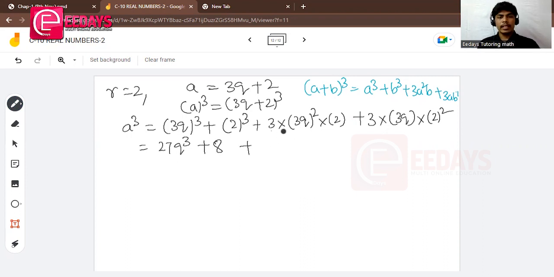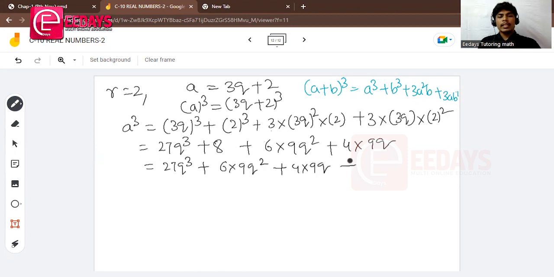Okay, let's write in terms of 9. So 3 twos are 6, 6 into 9q square. Why? Because in the next step we are taking 9 as common, right? That's why I'm keeping it like this without multiplying. 3 threes are 9, and 4 into 9q. I'm taking in terms of 9, guys. After rearranging for my convenience, 6 into 9q square plus 4 into 9q, and I just write 8 at the last side.